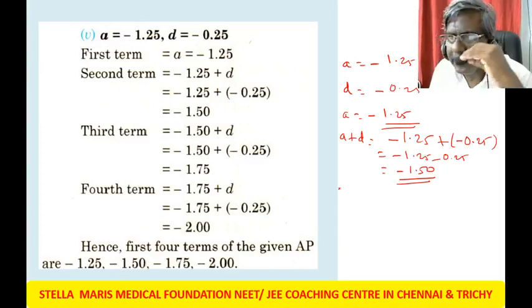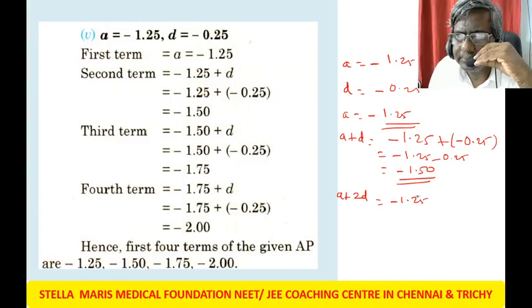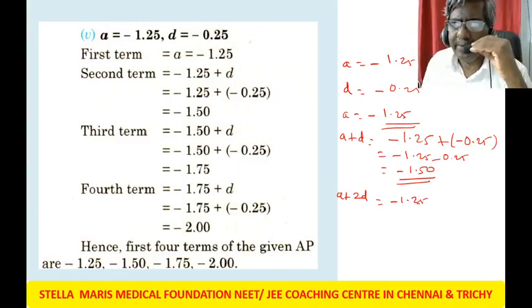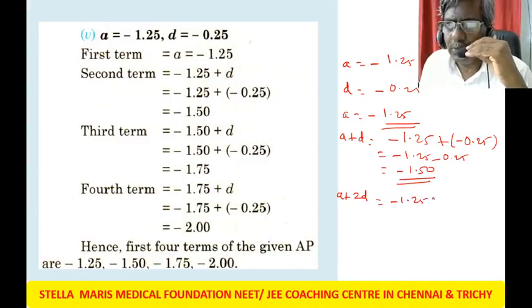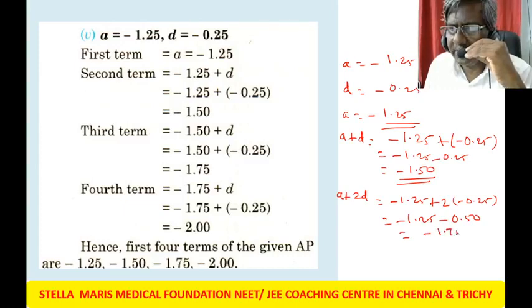Thank you, Rahul Raj. So a plus d. Then the third will be a plus 2d. a is minus 1.25, plus 2 into minus 0.25. That will be equivalent to minus 1.25 minus 0.50. It will be minus 1.75. This is the third.